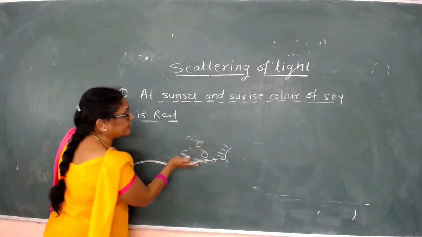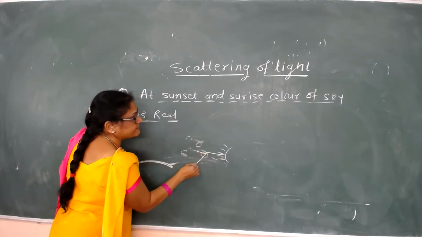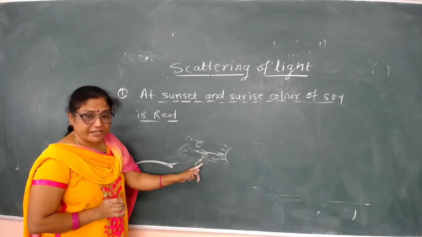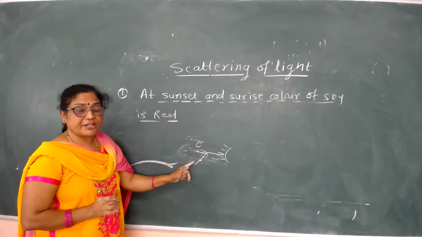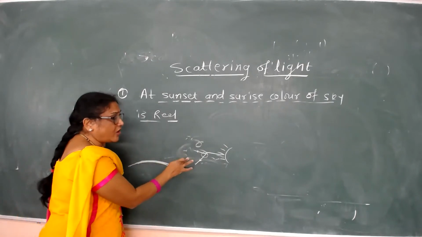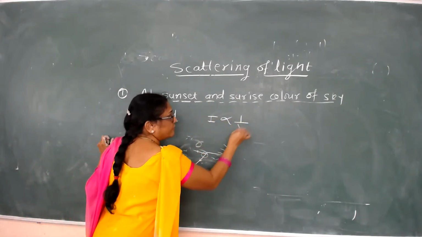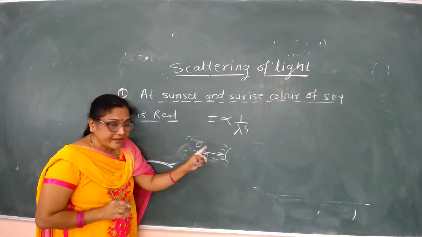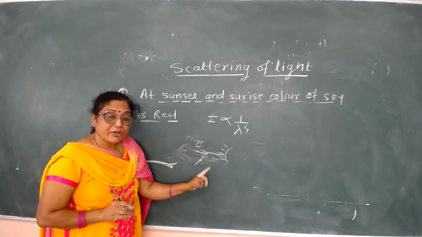When they are incident on the molecules in the atmosphere, refraction takes place again, and due to the change in medium, dispersion also takes place. Dispersion is the splitting of light into several colors. So it also obeys the law of Rayleigh, that the intensity is inversely proportional to the fourth power of the wavelength. This time also the red color is less scattered and the blue color is more scattered. But what happens here?